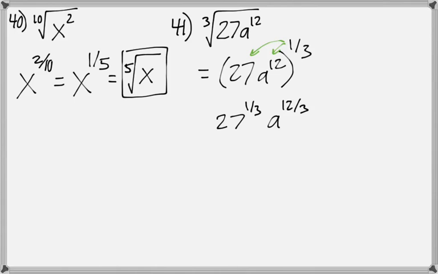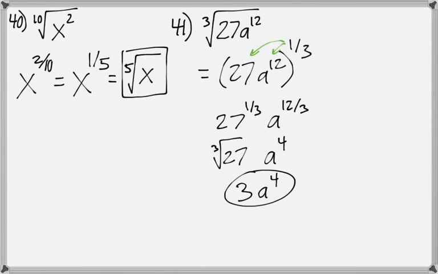So 27 to the 1/3, that's the same as cube root of 27. And then a to the 12 over 3, that's the same thing as a to the 4th. So then cube root of 27 is 3, and I'm bringing along the a to the 4th. So 3a to the 4th would be our final answer.